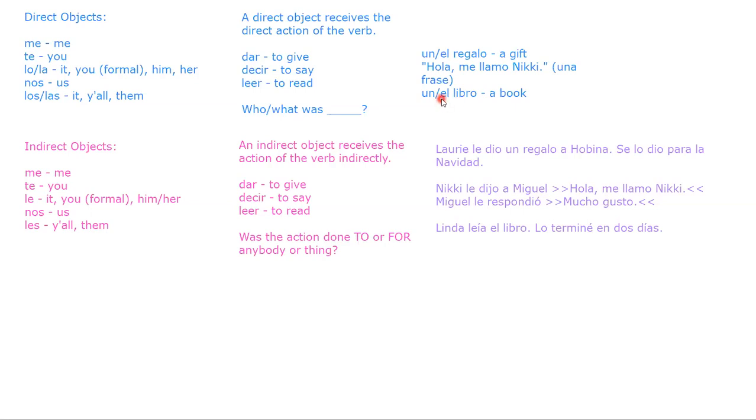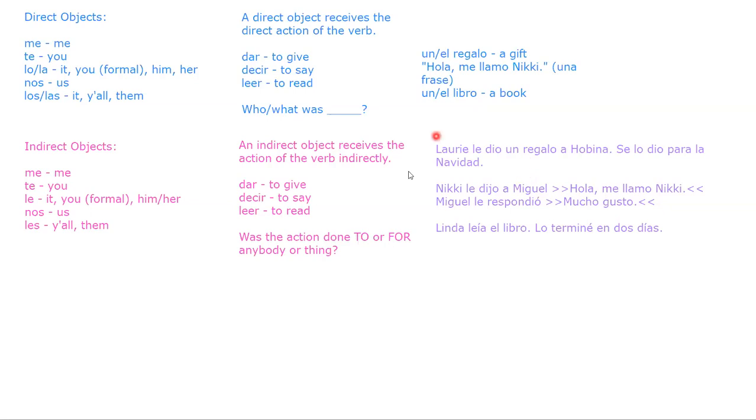All right, so let's take these examples and put them in context of a sentence. Now, I thought it would be fun to use current student names. So if you see yourself in here, that is why. All right. Lori le dio un regalo a Ubina. Se lo dio para la Navidad. Excellent. Now, I'm just going to translate that before we get into breaking it down. Lori gave a gift to Ubina. She gave it to her for Christmas.